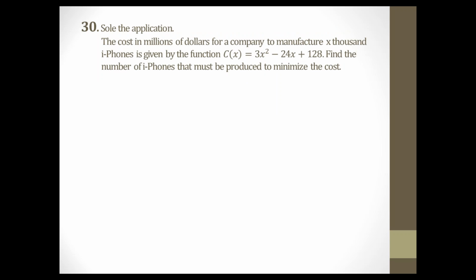Last but not least, number 30. Solve the application. The cost in millions of dollars for a company to manufacture x thousand iPhones is given by the function C of x equals 3x squared minus 24x plus 128. Find the number of iPhones that must be produced to minimize the cost. Okay. So we're going to solve this quadratic, and we're going to use, let's see.